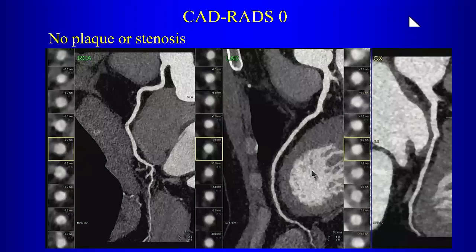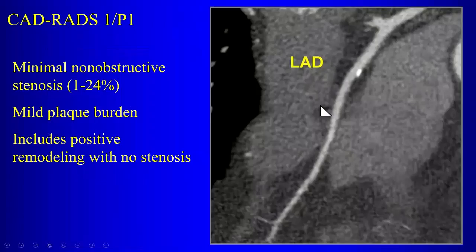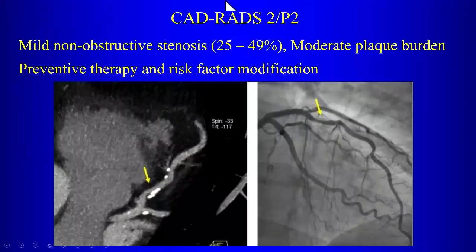So, and no plaques, nothing there. Okay, so that's good. And then here's an example of a CAD-RADS 1 where we have minimal non-obstructive stenosis, 1 to 24%, and a mild plaque burden. You might have some positive remodeling, but the stenosis is really not significant at all.